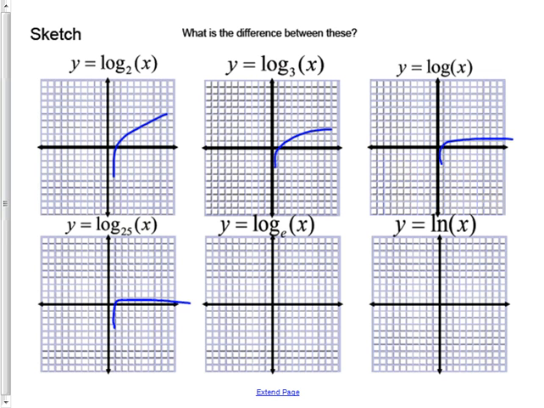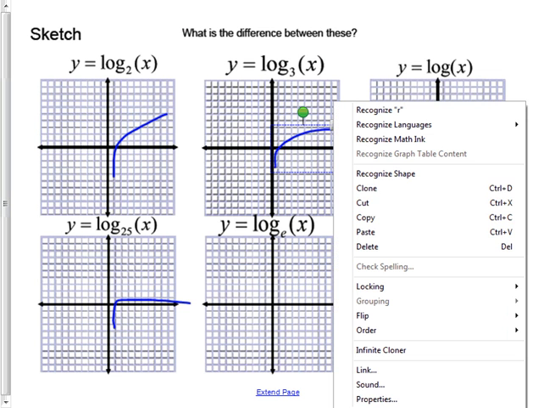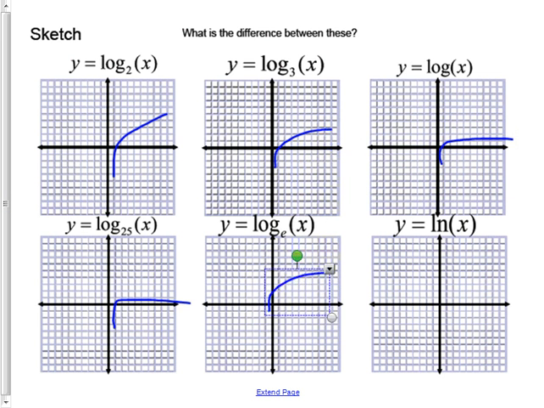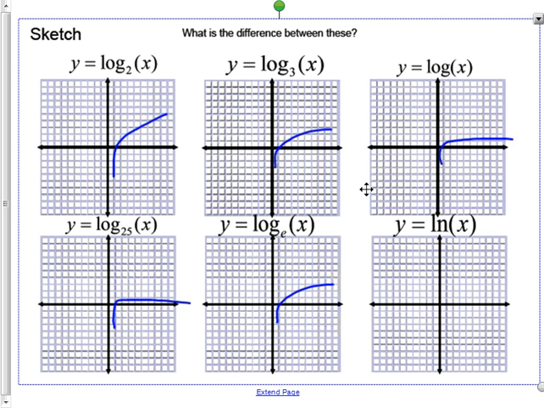Okay. Log base e. What is e pretty much? 3. So therefore, it should be pretty much identical to this one. So I'm going to use my cloning feature so that I know it'll be identical. I just got to make sure it goes through the right spots. There. See? Get my point? It's not exactly 3, but it's really close to that.